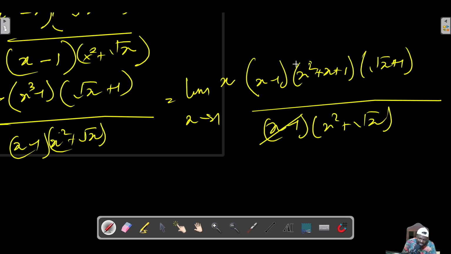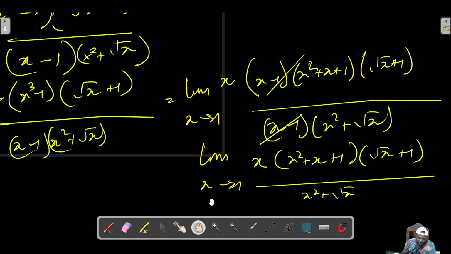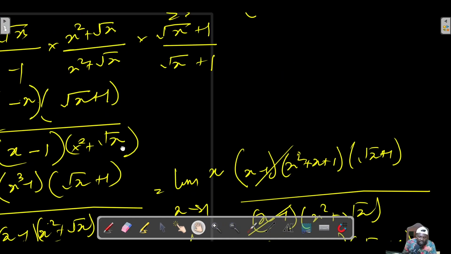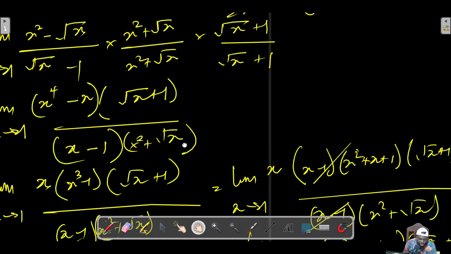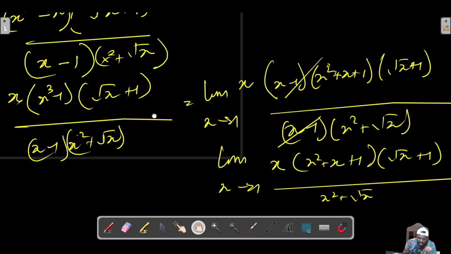So this cancels this. What do I end up with? I end up with x multiplying x squared plus x plus 1 times root of x plus 1 all on x squared plus root of x. So let me check if I don't want to make any mistakes, so I'm checking thoroughly. Okay, let's continue.